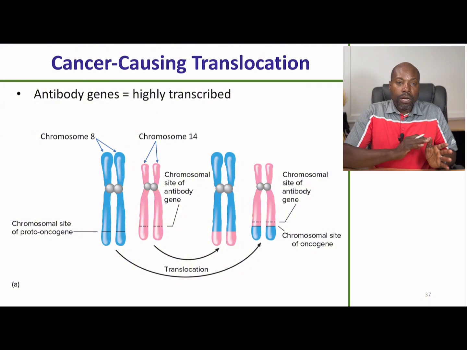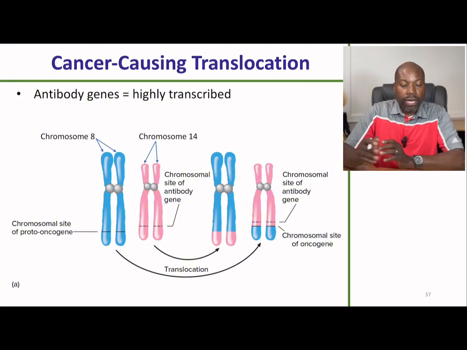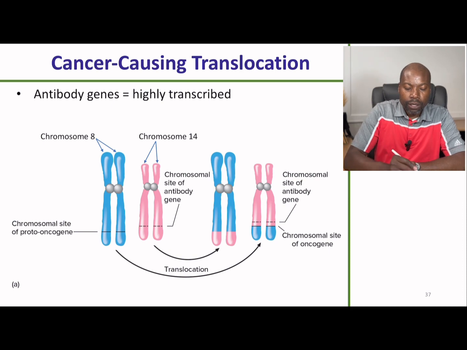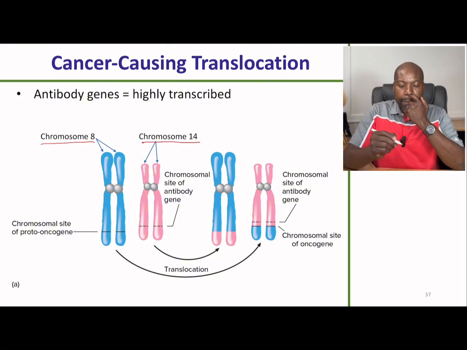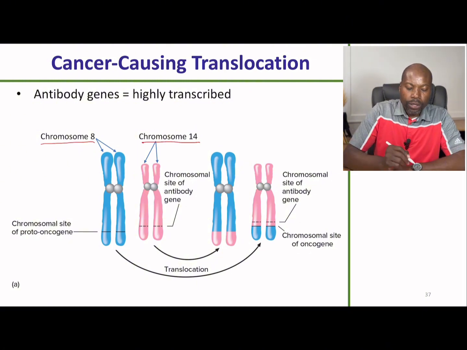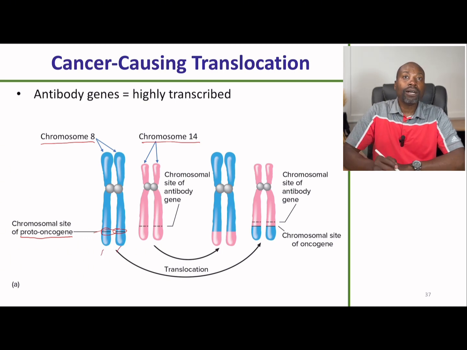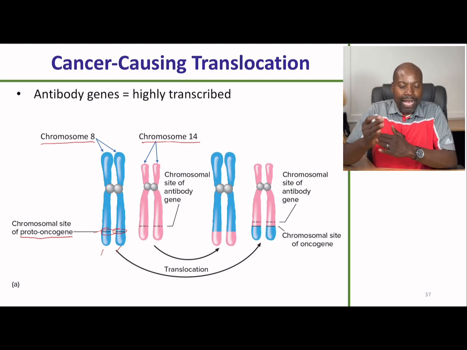Now, a change in the translocation. So here we have a graphic representation of what this means. Here we have chromosome 8 and chromosome 14. On chromosome 8, we're going to have the proto-oncogene that is located in this area, right? The reason why you see two chromosomes here is because the DNA has been copied, right? The cell has gone through the S phase.